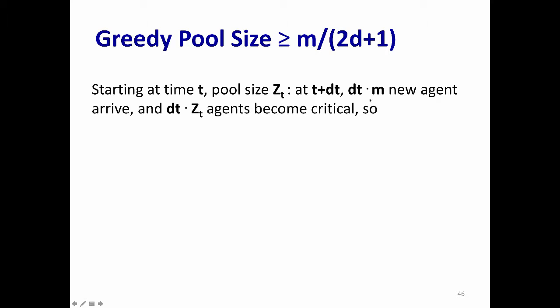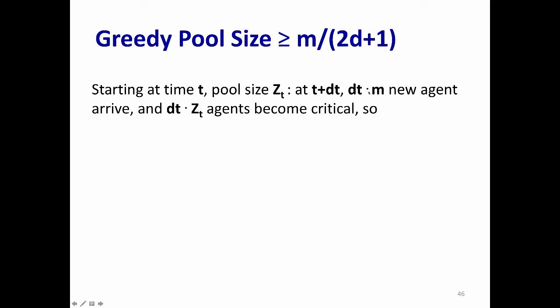Well, the arrival rate of new agents is m. So m dt new agents are going to come to the market, and then the departure rate of agents is just 1, and I know that with probability 1, all critical agents die. So the departure rate of each agent is 1, and the departure rate from the system is just equal to the pool size. So dt times zt agents will leave the market unmatched. They become critical and leave the market. Now, for these new agents who come to the market, many things can happen. They can either find a match or not find a match.